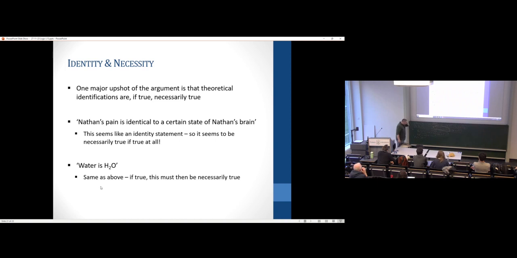Well, a philosophical upshot first. One philosophical upshot of this is that theoretical identity claims turn out to be necessarily true. So for example, Nathan's pain is identical to this state in Nathan's brain. If that's true, then it turns out to be necessarily true. Physicalism isn't just true, but it's necessarily true. Or water is H2O. This doesn't look just true, but necessarily so, if the argument on the previous slide works. So there are some pretty heavy-duty upshots, reasons to be worried.